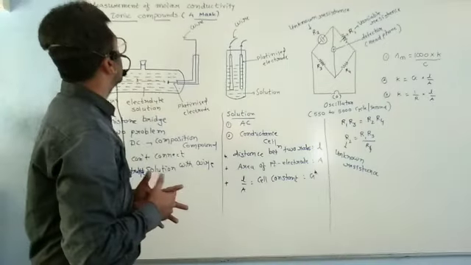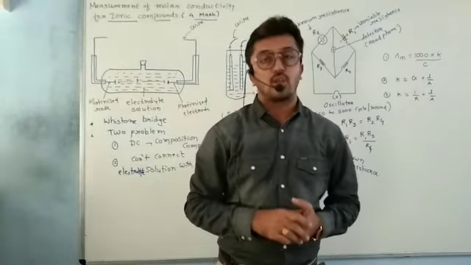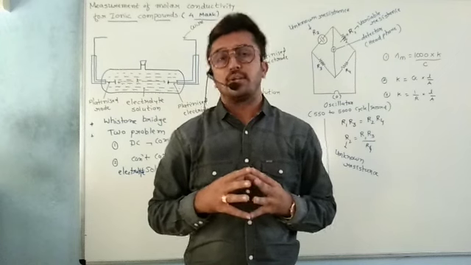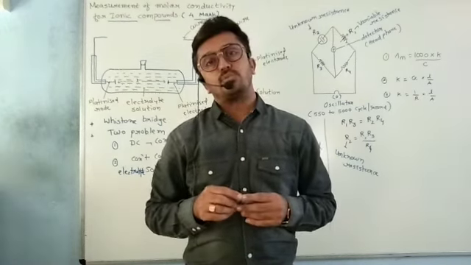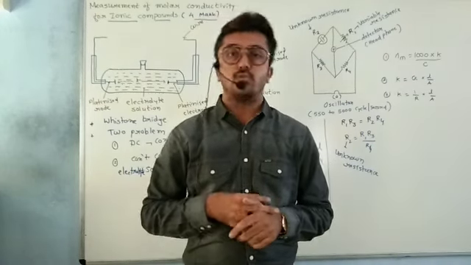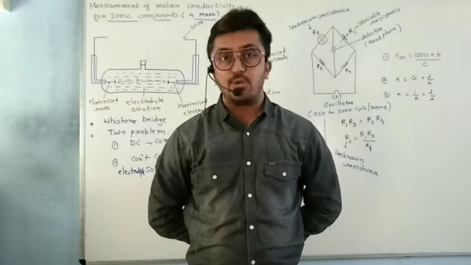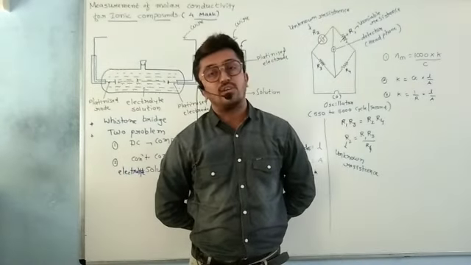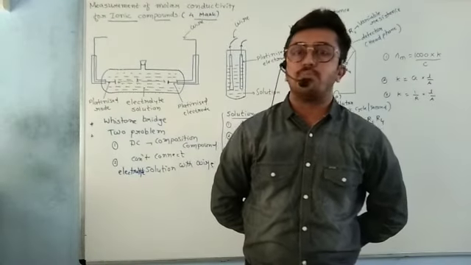So this is the question, the measurement of molar conductivity for ionic compound. I will repeat it again. First of all, if we want to find resistance of any compound, we will use Wheatstone bridge. But there are two problems for the using of Wheatstone bridge. Number one, we cannot pass DC because composition of compound will change. We cannot connect ionic compound with wire. So the solution of these two problems are here.